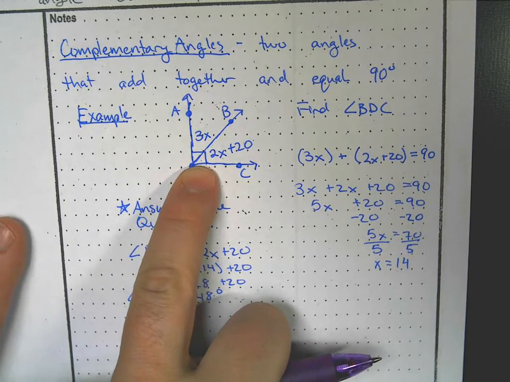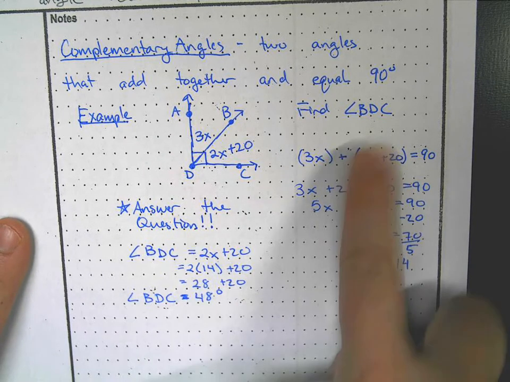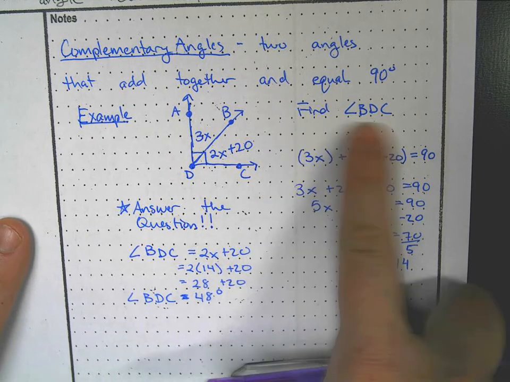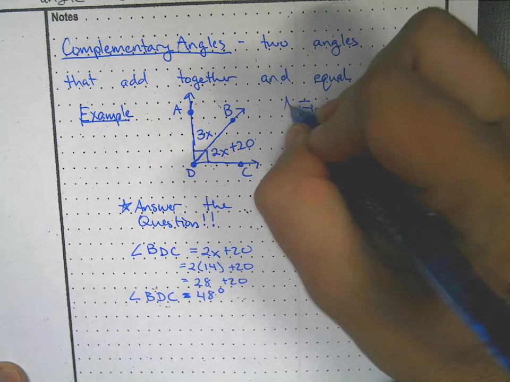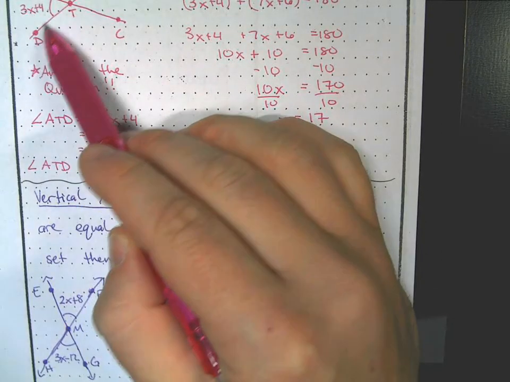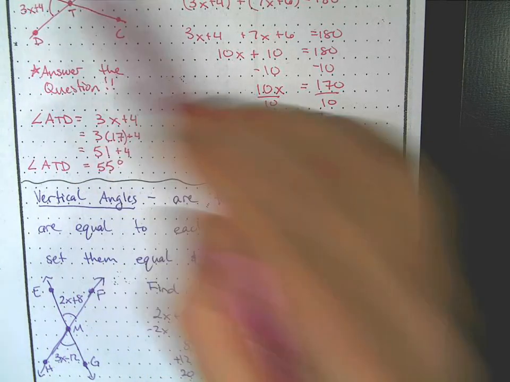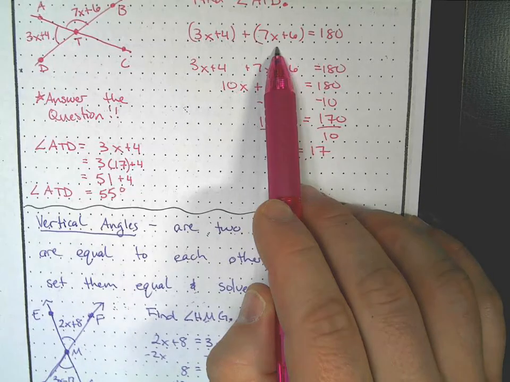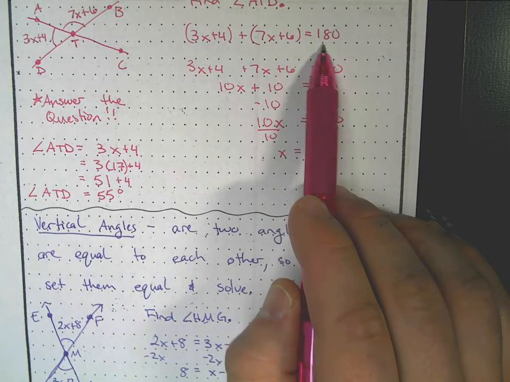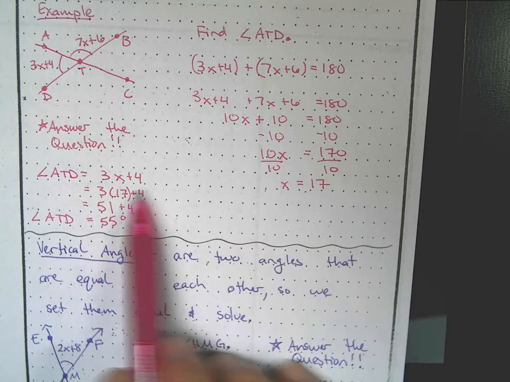So, to recap, we have complementary angles. They create a right angle together. We add them together and it equals 90. Make sure you're always answering the question. Here's our question up here. Find BDC. So answer the question. For supplementary angles, they're next to each other and they create that line, the straight angle underneath them. So 3x plus 4 plus 7x plus 6, we add them together and it equals 180. Then we solve. Make sure we answer the question. Find angle ATD, so we plug in to find.